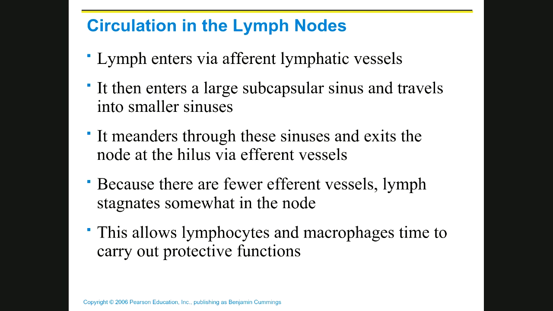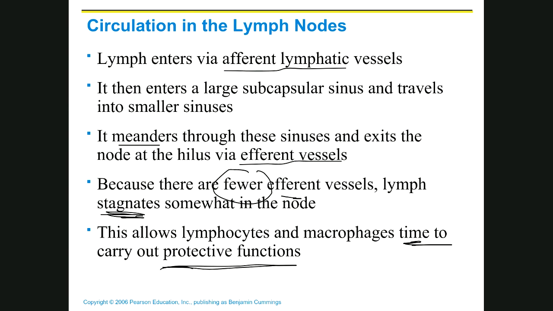So again, fluid comes in by way of these afferents. It trickles and meanders all through there, all over those white blood cells, until it exits at the efferent. But there are fewer efferents than there are afferents. And so the fluid slows down, it stagnates, so that you have more time to carry out these protective functions.